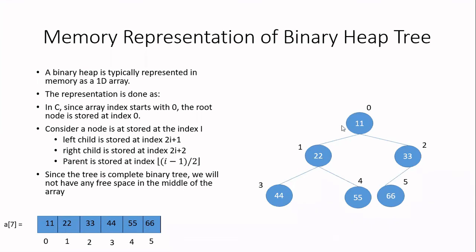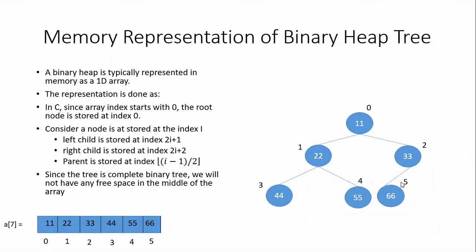For example, this is the root node. The root node is stored at index 0. And its children will be stored at index 1 and 2 respectively. The left child will be stored at index 1 and the right child will be stored at index 2, because we got this using the formula. Then 22 is available at index 1. Its left child will be stored at index 3 and right child at index 4. Then 33 is available at index 2. It has only a left child, so that will be stored at index 5.